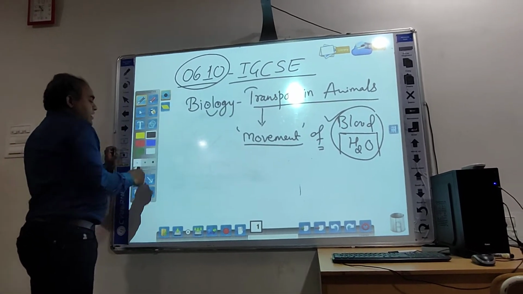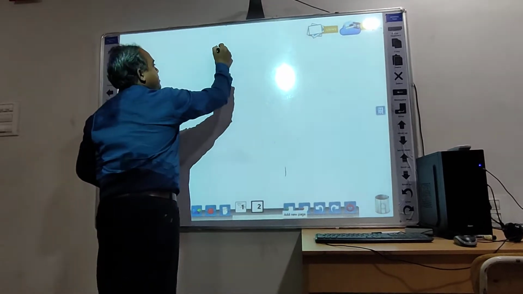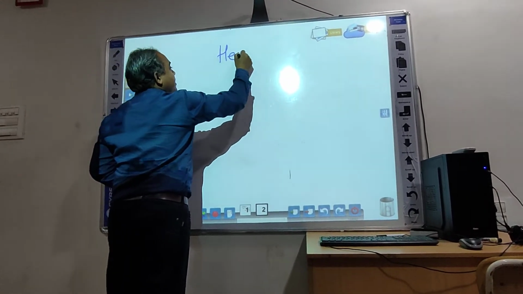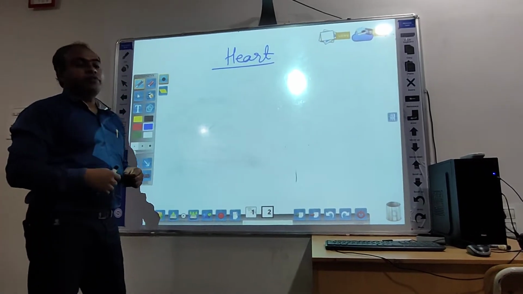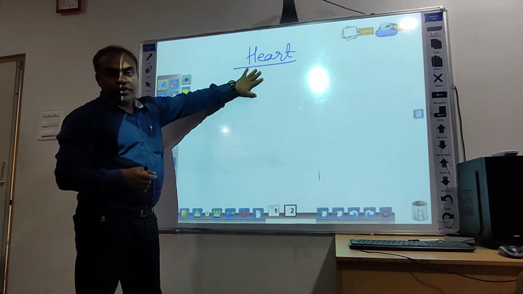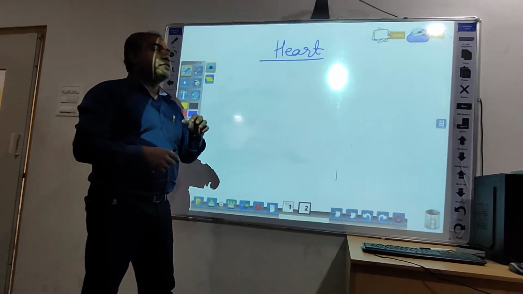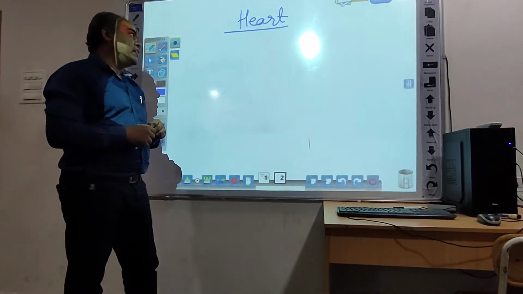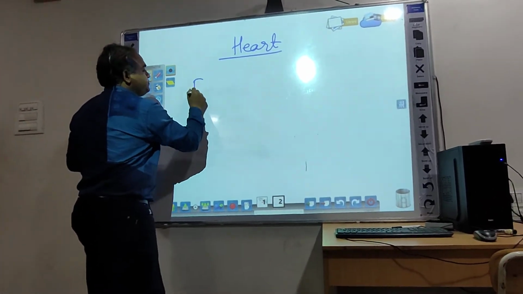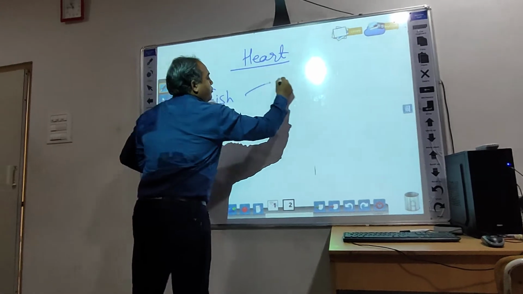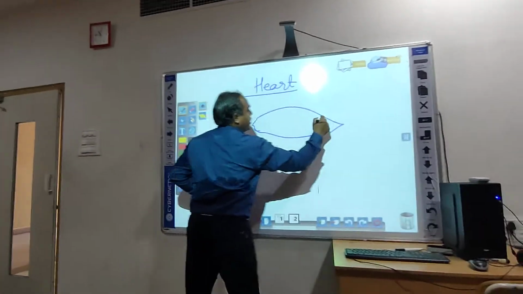Okay, so let's move with the topic here. So first thing, we know that the organ which actually circulates or moves the blood is the heart. Now different organisms have different kinds of chambers or different kinds of heart related to the size. Let's see, the first thing that we have in our syllabus is the first one, fish, right?